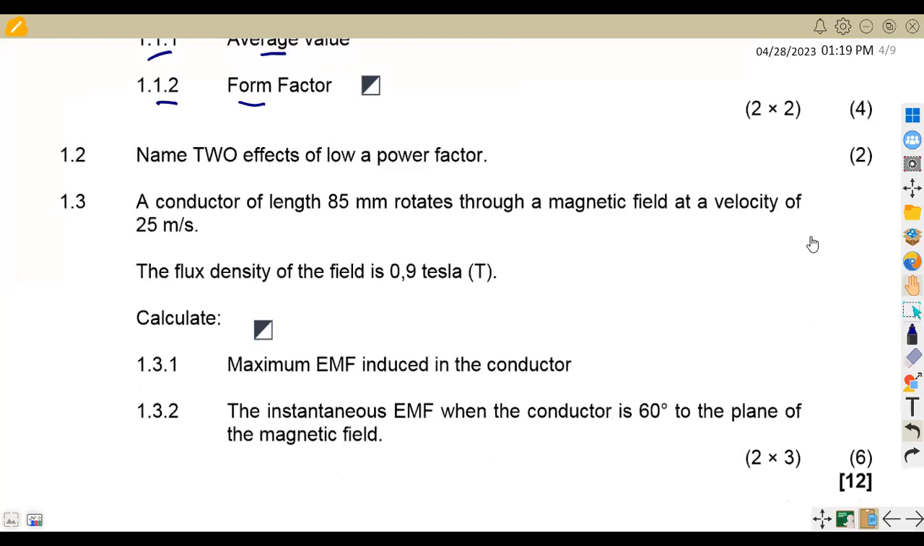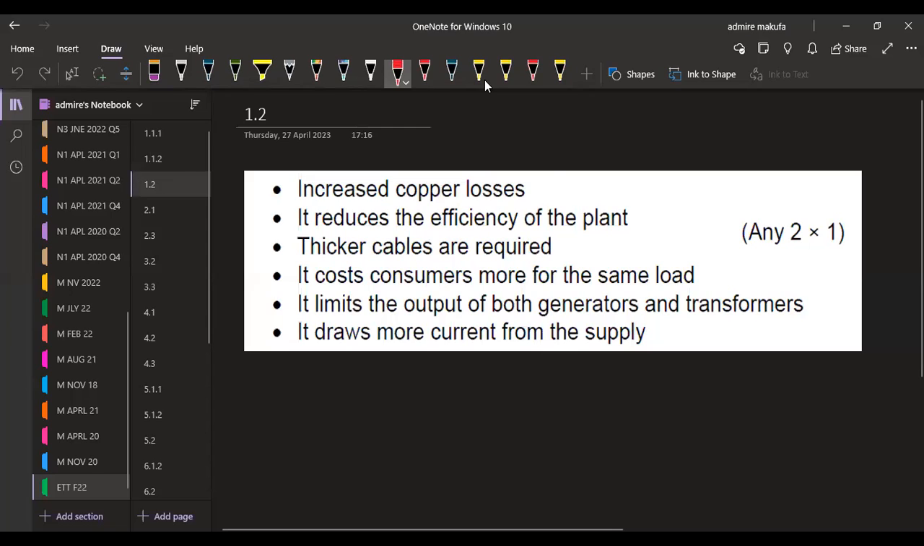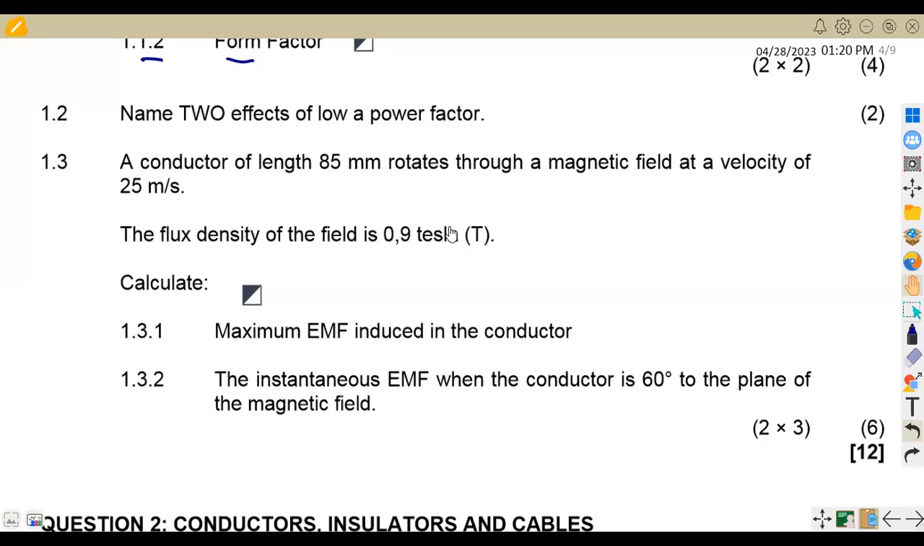1.2, we are given to name 2 effects of a low power factor. Whenever you are having a low power factor, what are the effects on the circuit? We are going to have increased copper losses. It reduces the efficiency of the plant. Thicker cables are required. It costs consumers more for the same load. It limits the output of both generators and transformers. It draws more current from the supply. So we just have any two from these points, which are necessary, that can be part of our effects in this part.